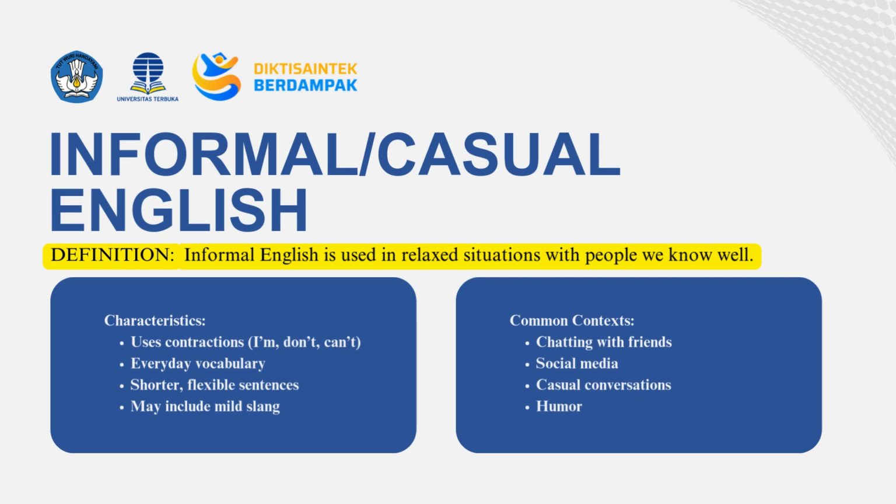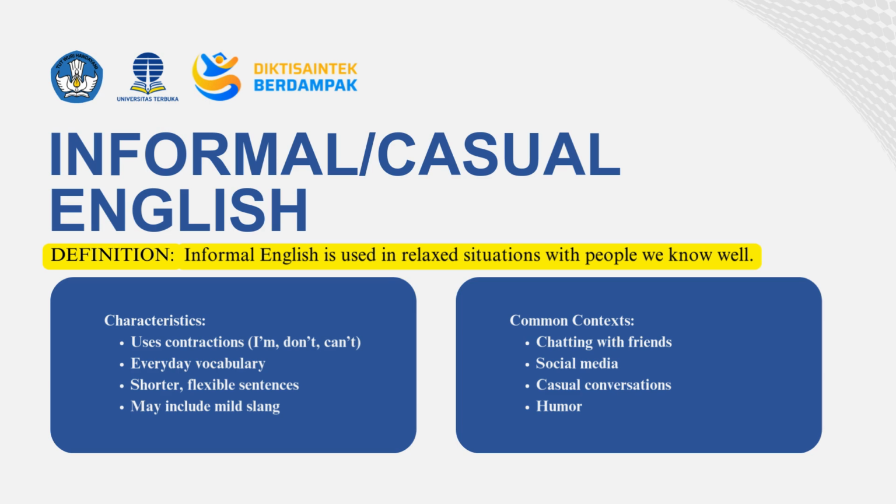Let's start with informal or casual English. Informal English is the type of language we use in relaxed situations, especially when we talk to people we know well, such as friends, classmates, or maybe family members. So there are several common characteristics of informal English, as you can see here.